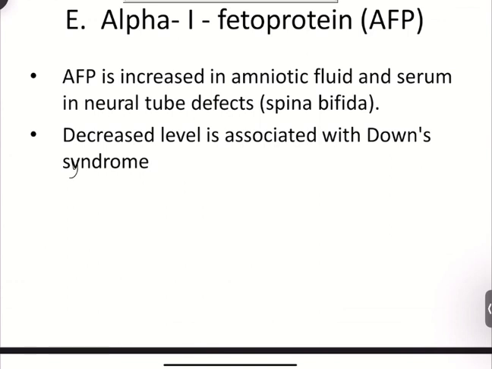Okay, so if ever that you are pregnant and you tested below the normal values of alpha-fetoprotein, your child is expected or suspected to be autistic or with Down syndrome. Or if it's increased naman, it will be spina bifida.